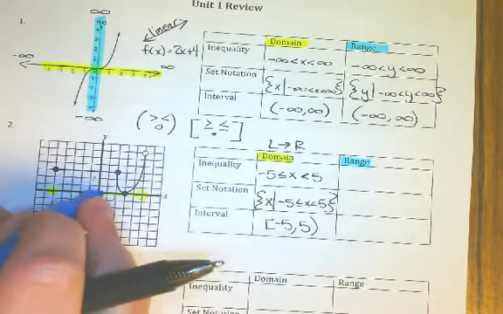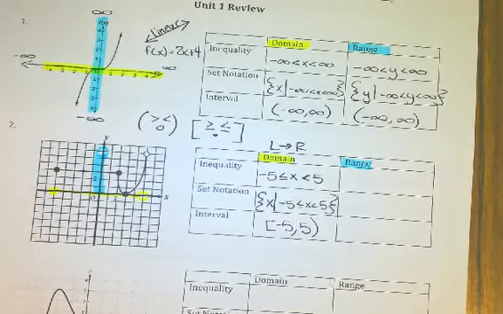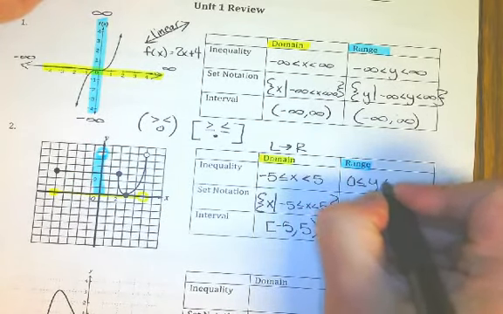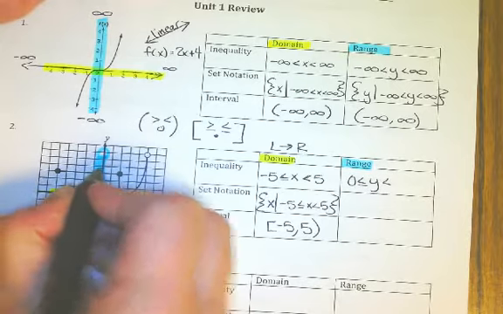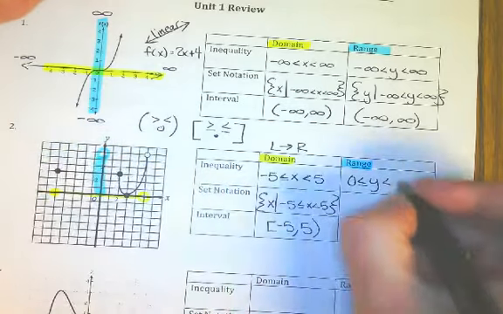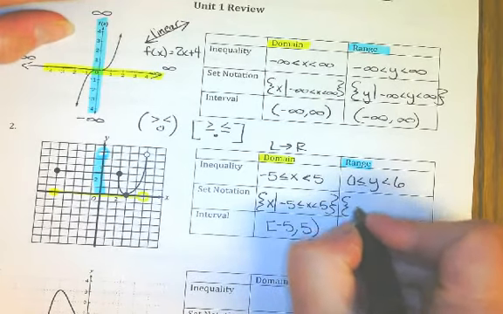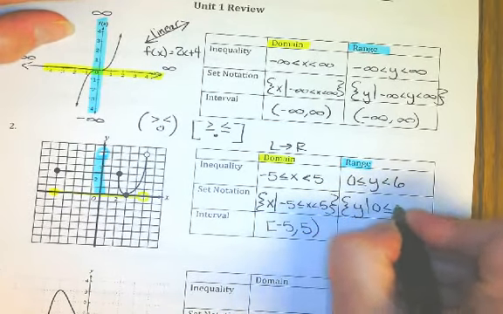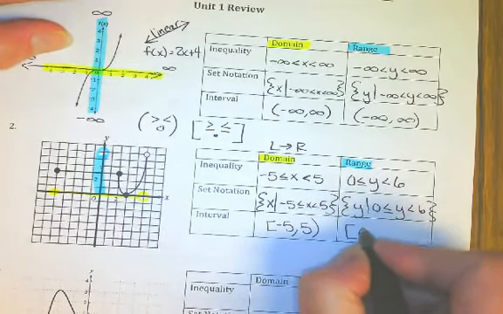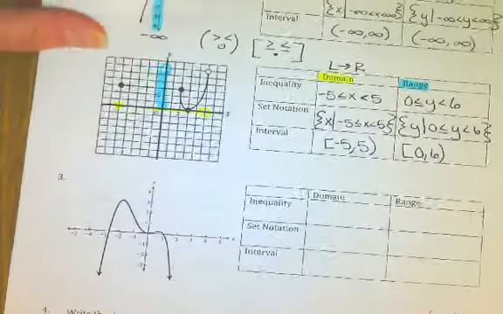For my range here, I'm looking for low to high. The lowest it goes is 0, and then it goes all the way up here, but then it has an open dot there. If I write that as an inequality, it's going to start off with 0. It's a closed dot, so 0 is less than or equal to y, which is less than, and all the way to 6. And again, I'm only using less than because of the open dot. Set notation, I'm going to put that in. And then for my interval, again, I start with a bracket, and I end with a parenthesis because of the open dot.